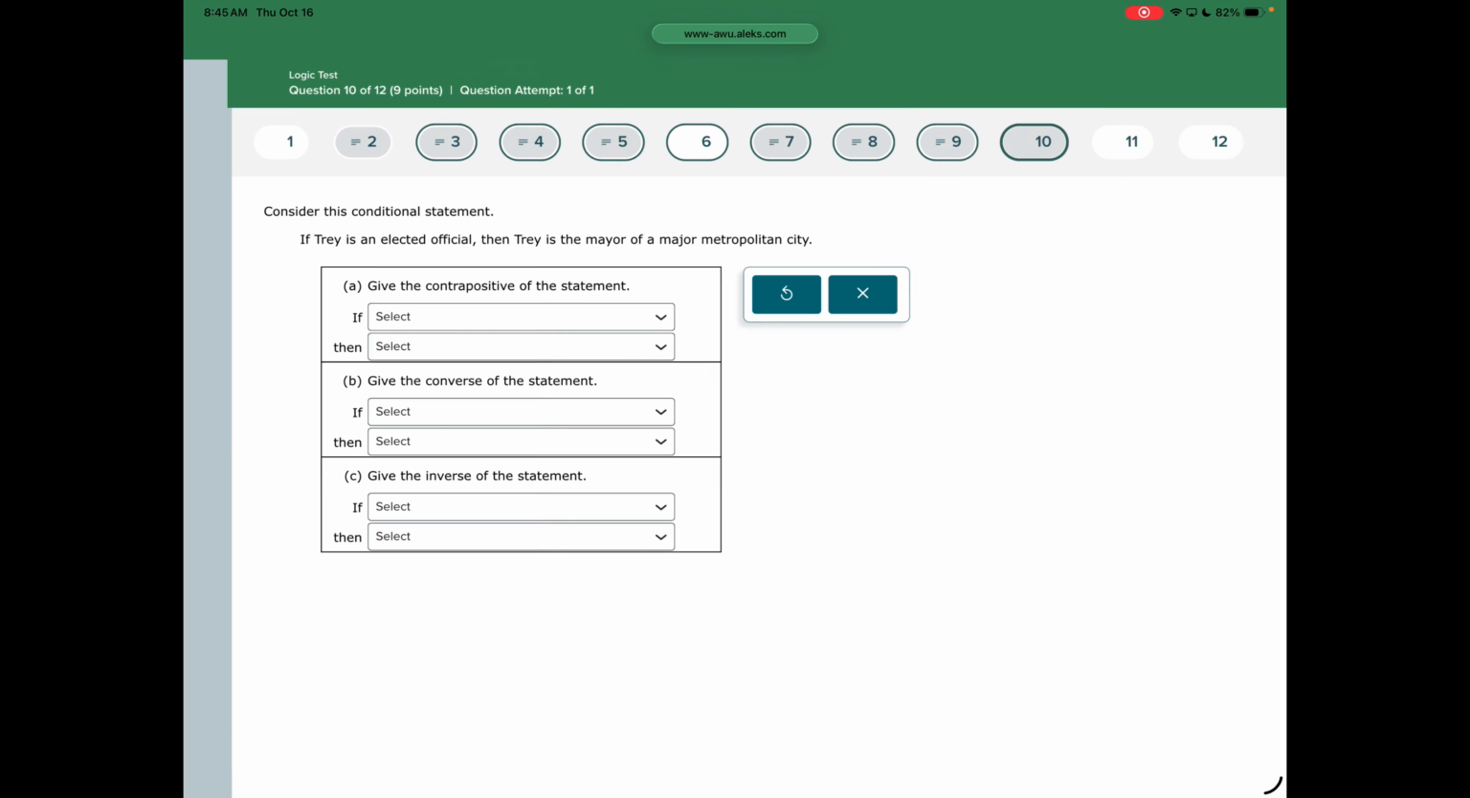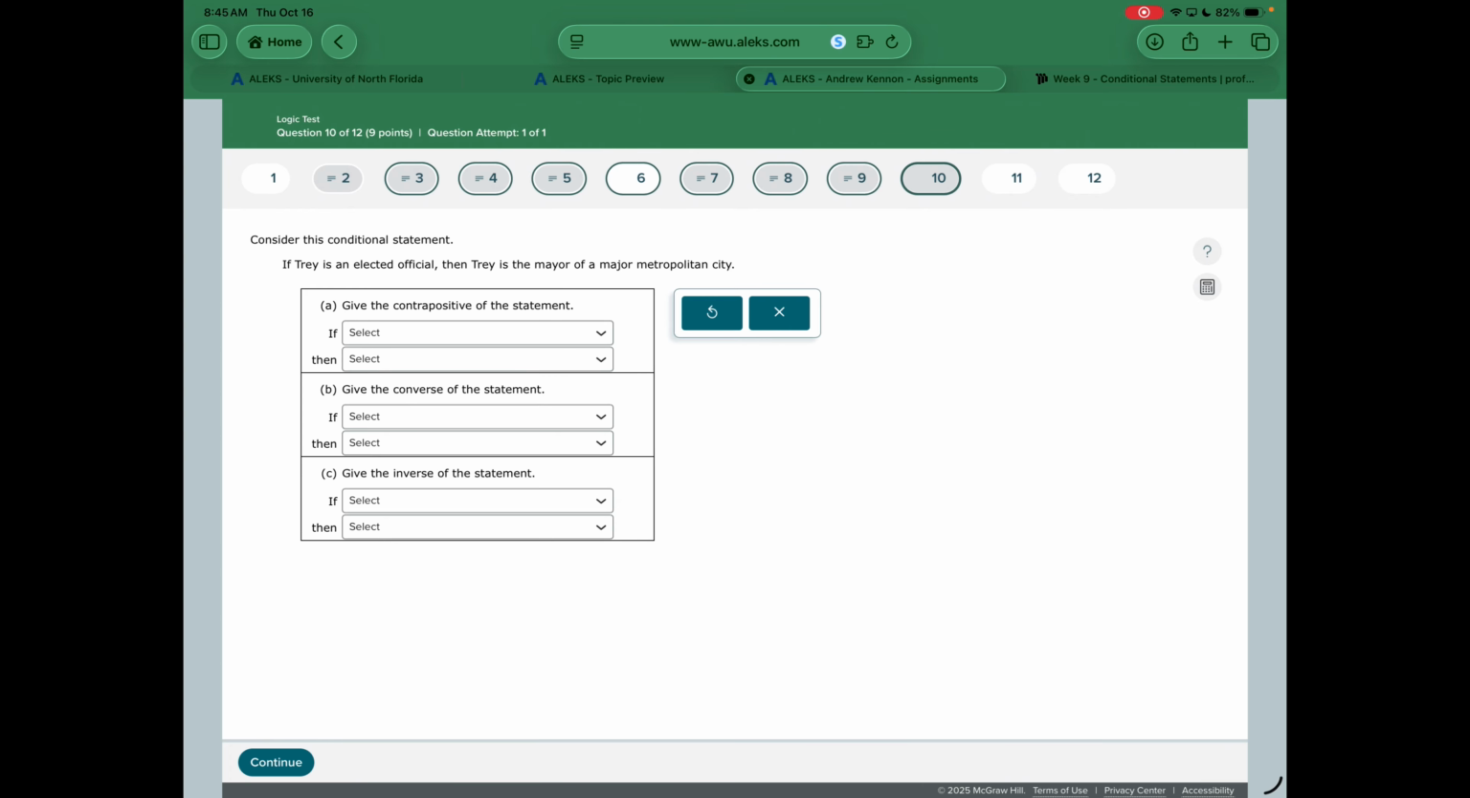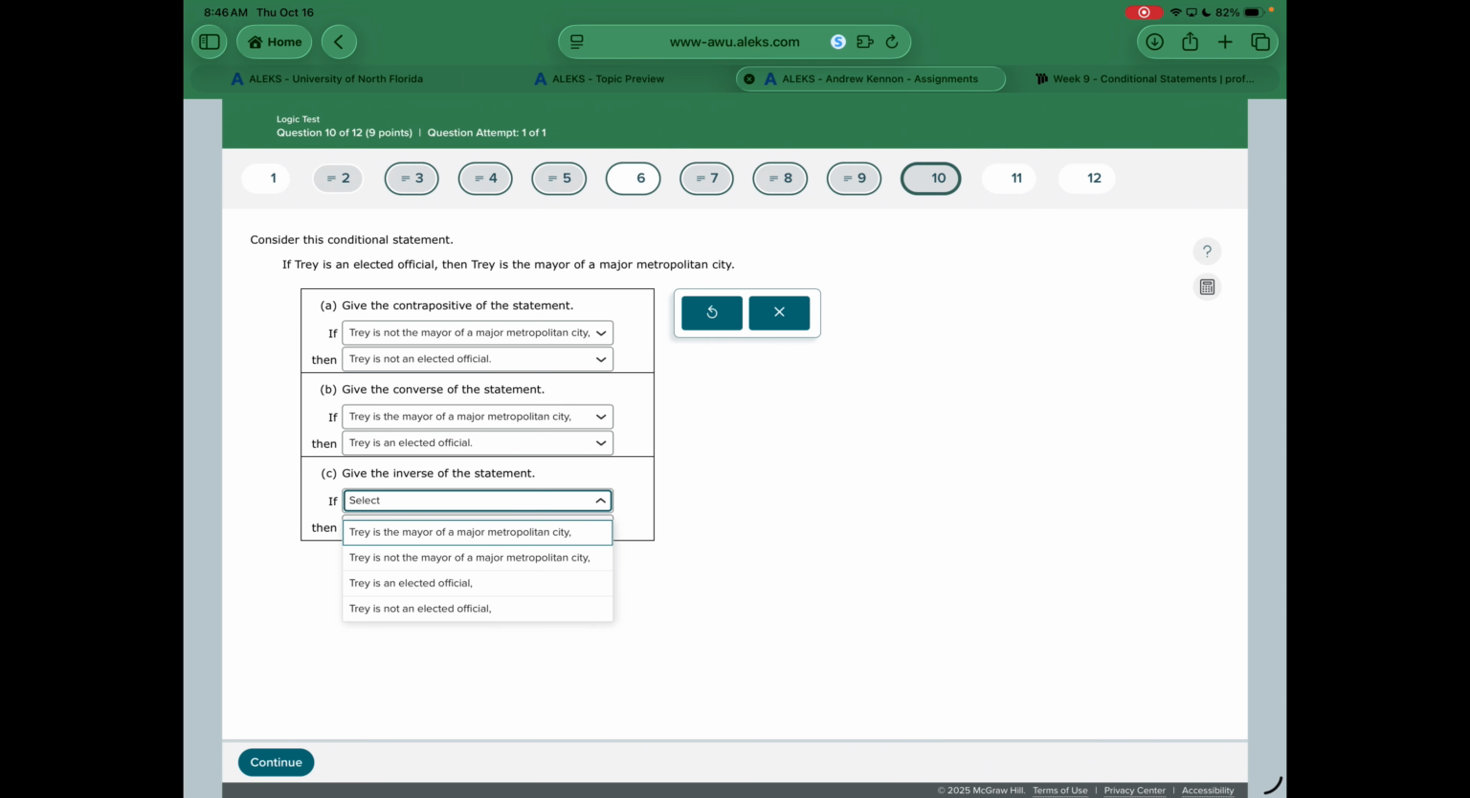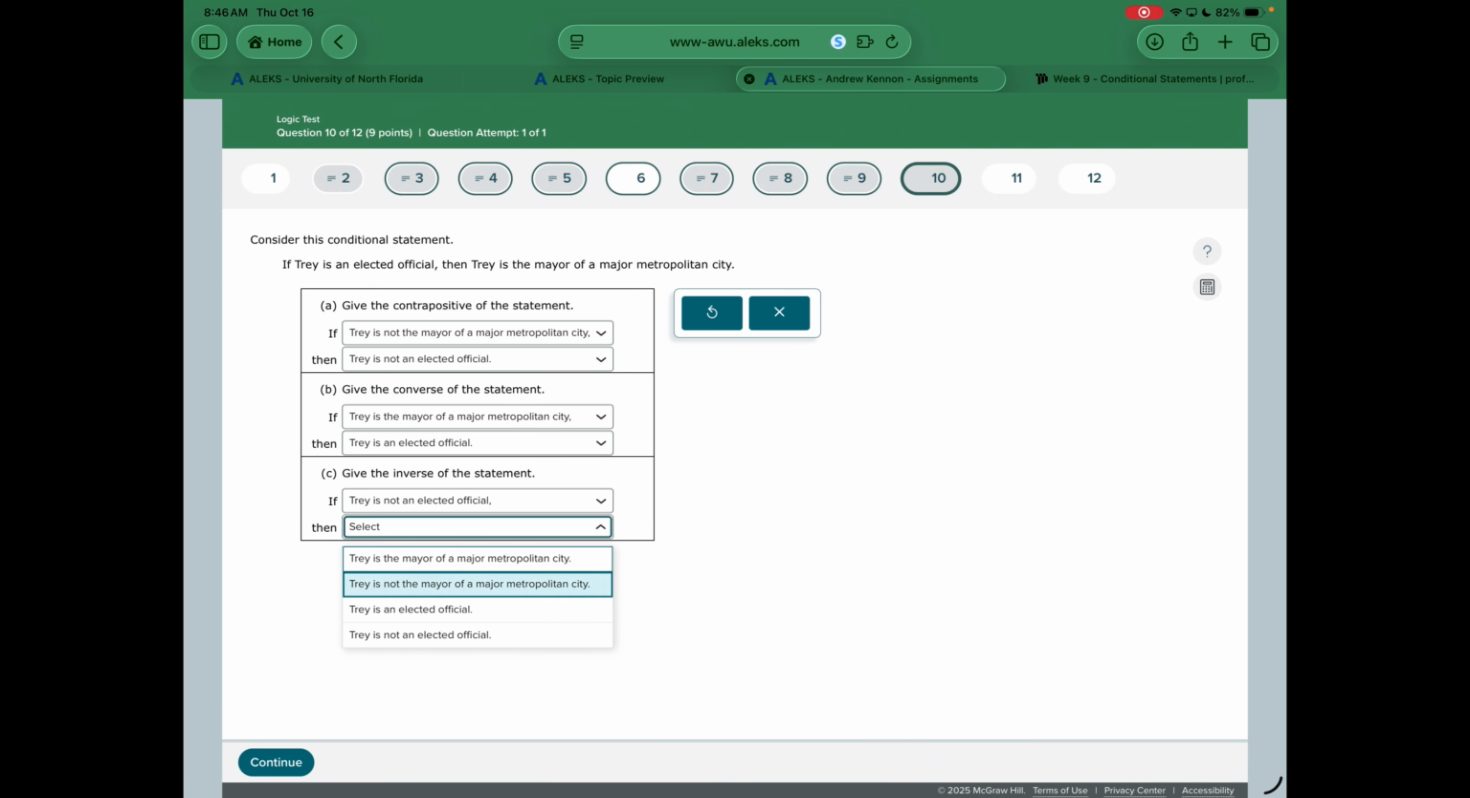If Trey is an elected official, then Trey is the mayor of a major metropolitan city. The contrapositive flips it and puts the not in it. So it is going to be not the mayor of a metropolitan city and not an elected official. Flips it and puts the not in it. The converse just flips it. So is the mayor of a metropolitan city and is an elected official. The inverse, go back to the original and just put the not in there. So not an elected official, not the mayor of a metropolitan city.